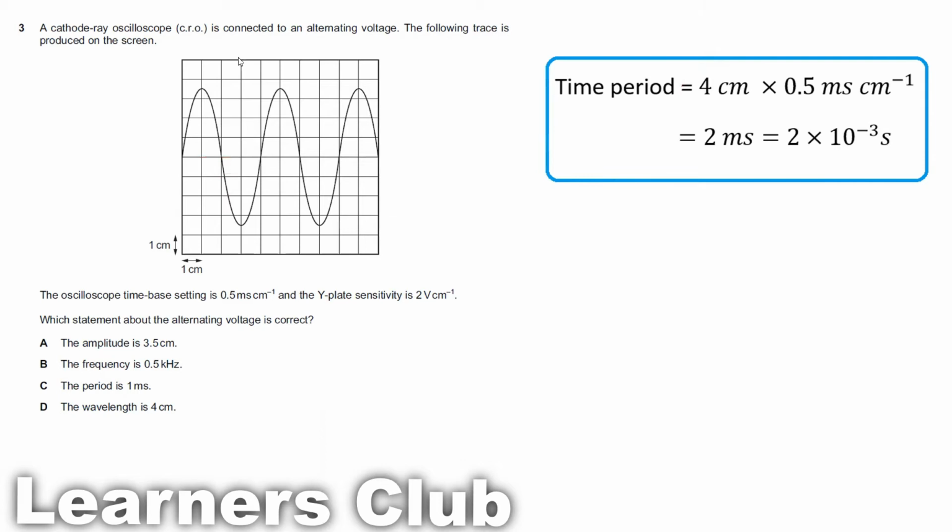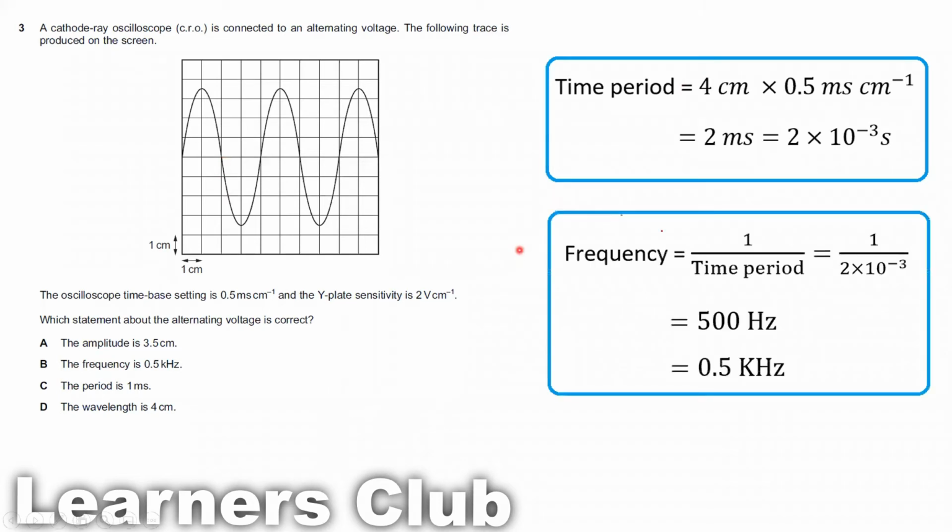Now frequency is the reciprocal of time period. So frequency is equal to 1 over time period, that is 1 over 2 into 10 to the power minus 3. It becomes 500 hertz. 500 hertz, if you convert it to kilohertz, it becomes 0.5 kilohertz. Now, as a result, you can see this answer is correct.